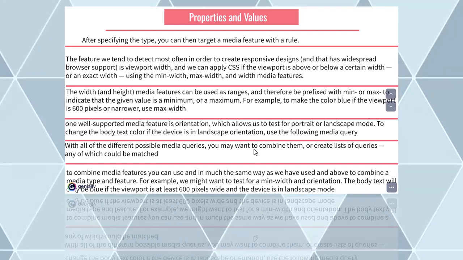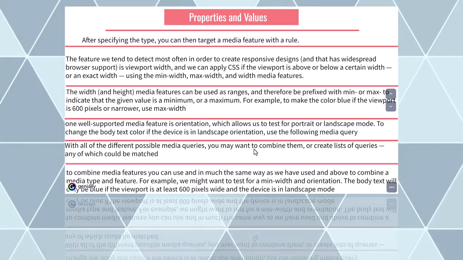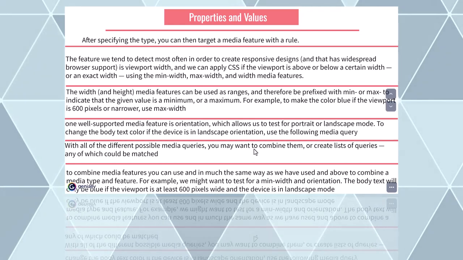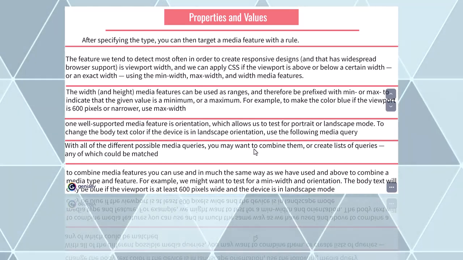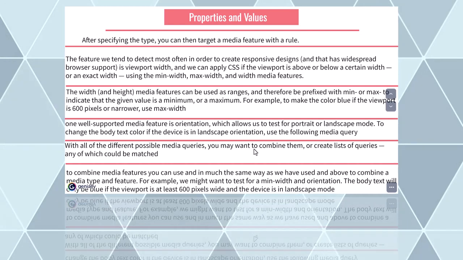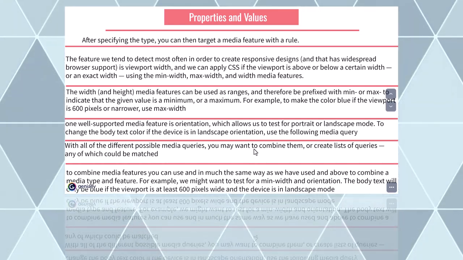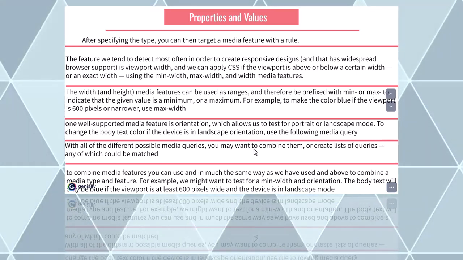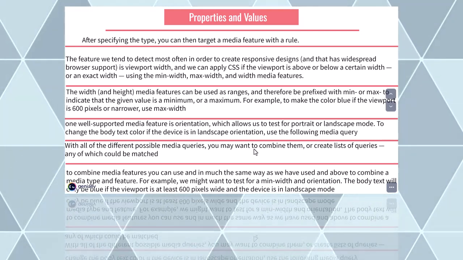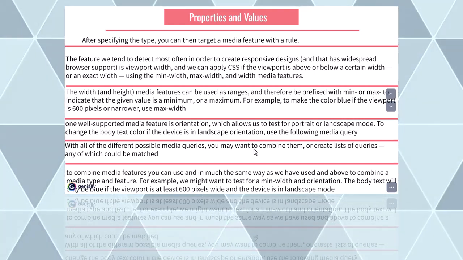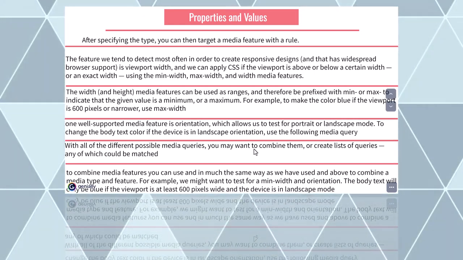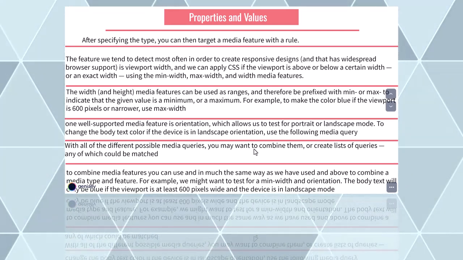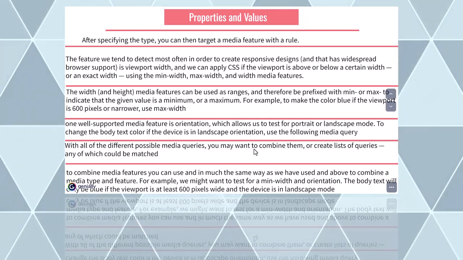Okay. To combine media features, you can use and in much the same way as we have used and above to combine a media type and a feature. For example, we might want to test for a min-width and orientation. The body text will be blue if the viewport is at least 600 pixels wide, and the device is in landscape mode.